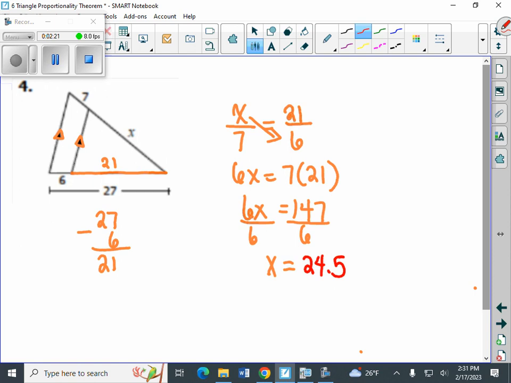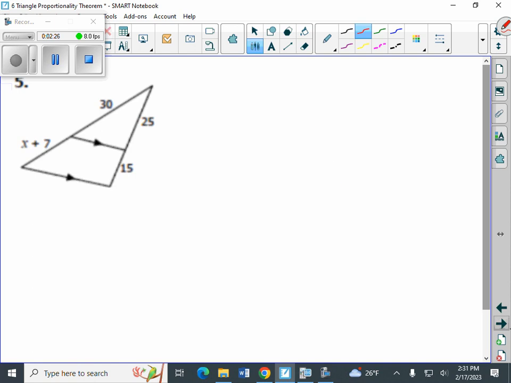So just be careful what you're given on the triangles. Do you need to find a missing piece?